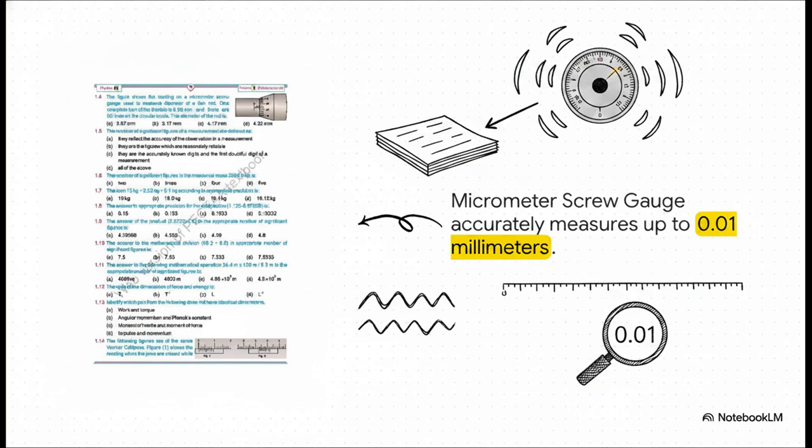Enter the micrometer screw gauge. By rotating the thimble, we use the pitch of the screw to measure impossibly tiny thicknesses, like we're talking a single sheet of paper here. It measures accurately all the way up to an impressive 0.01 millimeters. The main takeaway: the instrument you choose completely dictates the precision of your entire experiment.